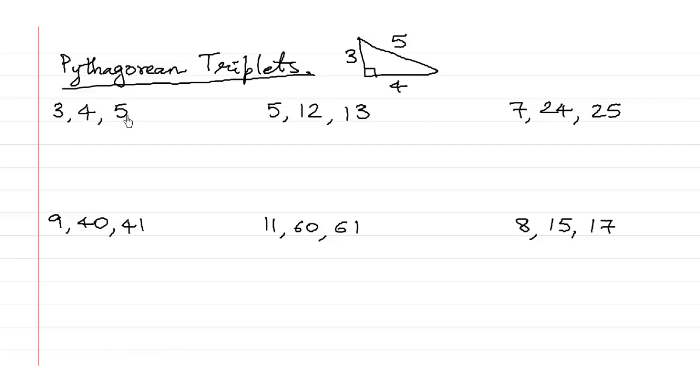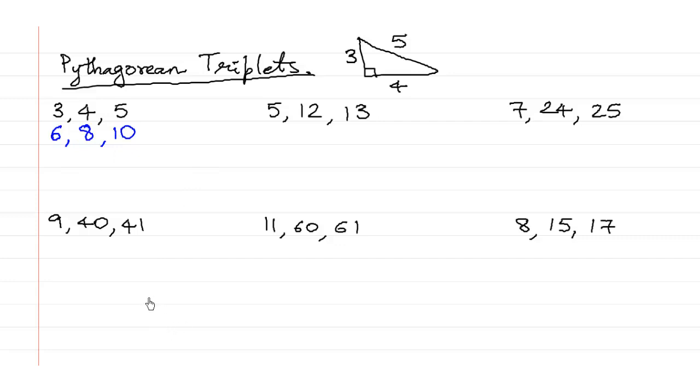So 3, 4, 5 is the first Pythagorean triplet, then 5, 12 and 13, 7, 24 and 25, 9, 40 and 41, 11, 60 and 61, 8, 15 and 17. Just remember some of these, or all of these, there are even more, and it would help you in the exam. And similarly, we can make their families. For example, if 3, 4 and 5 are Pythagorean triplets, then if you double all of them, you'll get 6, 8 and 10. So 6, 8 and 10 is also a Pythagorean triplet.